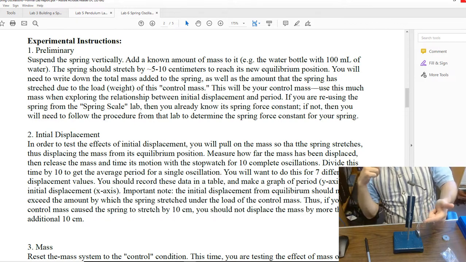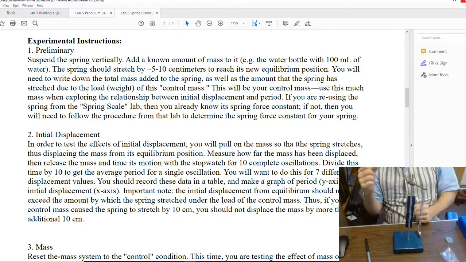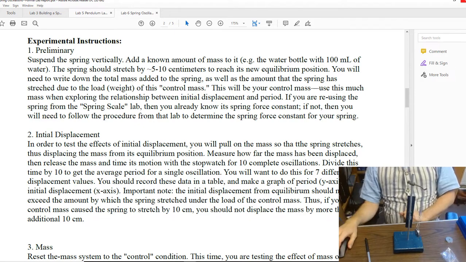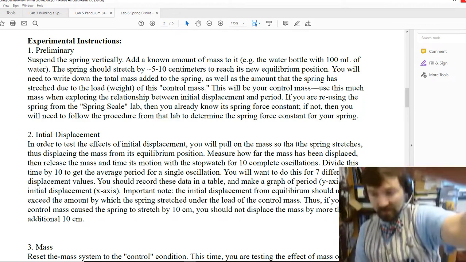Just like I'm not counting the mass of the string in my 50 grams here, because the string is less than 1 gram, and so I have many times more mass here than I do here. Okay, if your spring is a foot long, and that's the instructions from the lecture set 3.